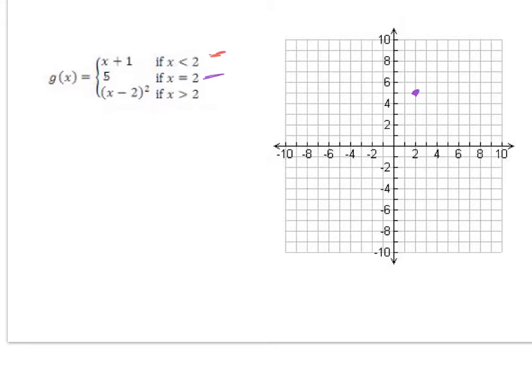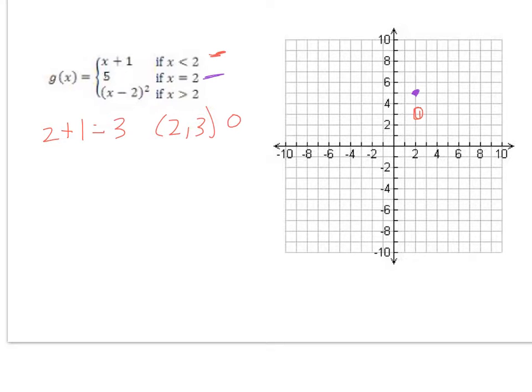This one, I'm going to evaluate x at 2 first. I'm going to plug 2 into my equation. And if I plug 2 in my equation, I get 3 out. So at this point, 2, 3, that's going to be an open circle. So at positive 2, positive 3, that's an open circle. Again, sorry about my circles.